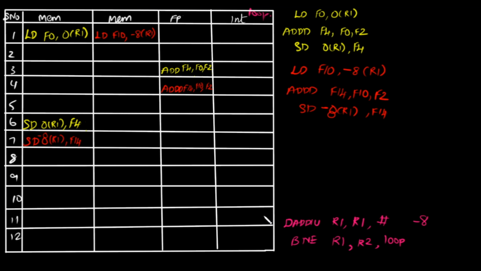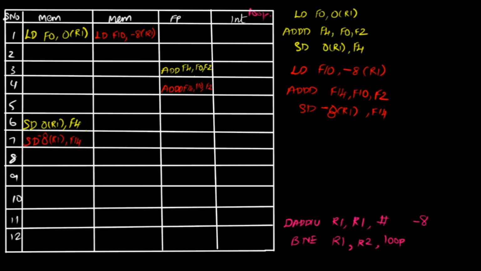Now let's try to fill the DADIU fix-up code and the branch not equal. So branch not equal will come here, and DADIU can go here, but still one slot will be stalled. So we try to unroll it again once, but we could have stopped with this unrolling if we made a smarter move of putting this load here.